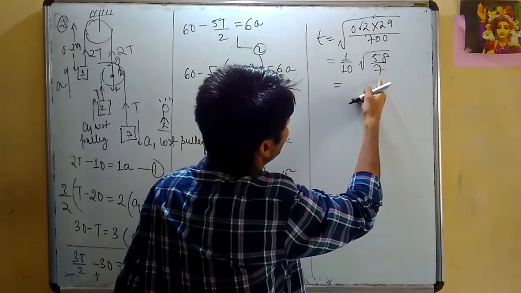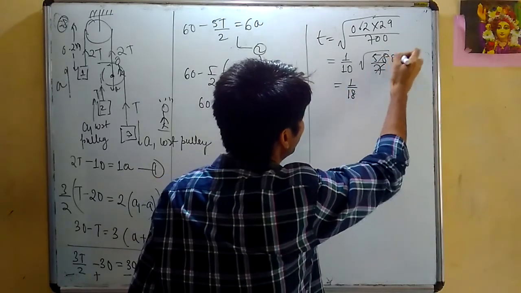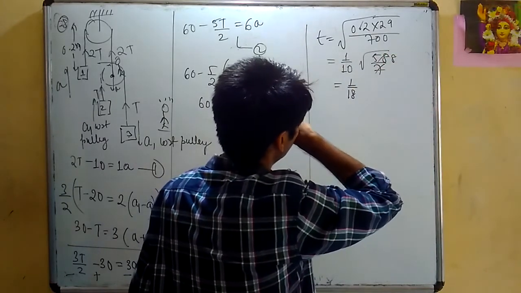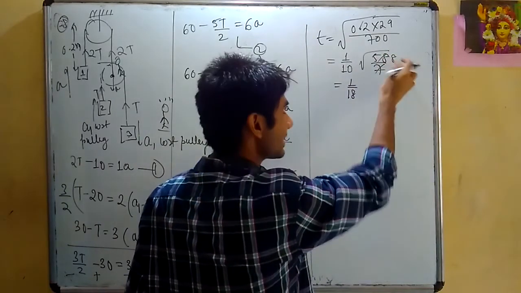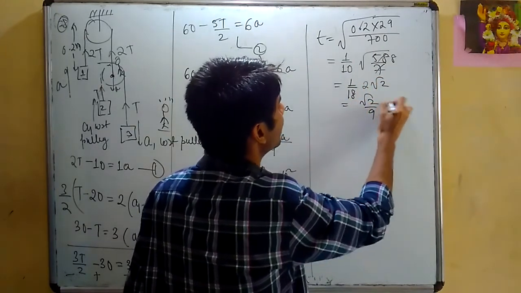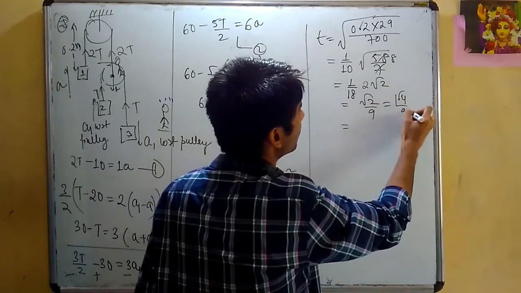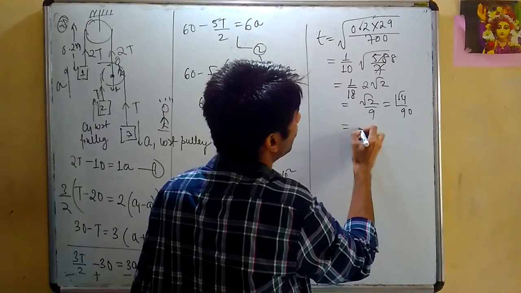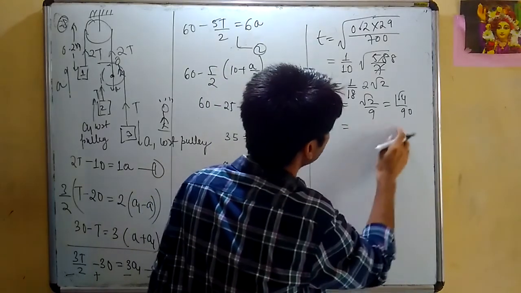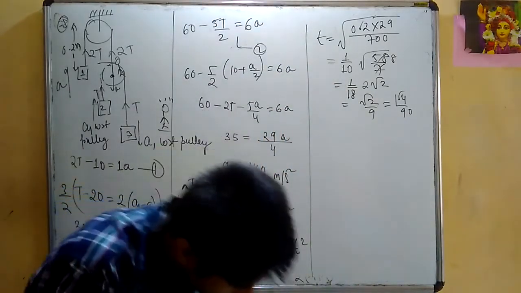So 7 8 is 56. Okay, approximately I can cancel by 8. 7 8 is 56 and 8 is 2 root 2. I have no other option to cancel it. I don't think there is any other better way. 7 8 is 56 and 8 is what? 2 root 2. So this is root 2 by 9. This is 1.4 by 9. Approximately this is how much you can find out.